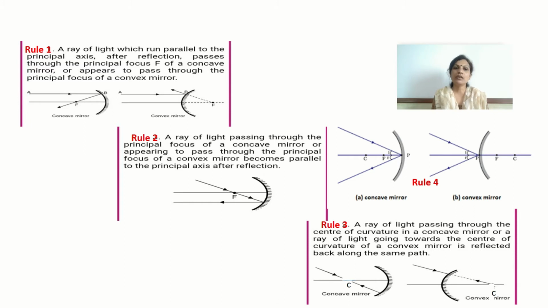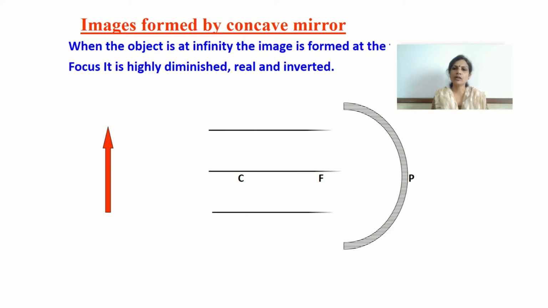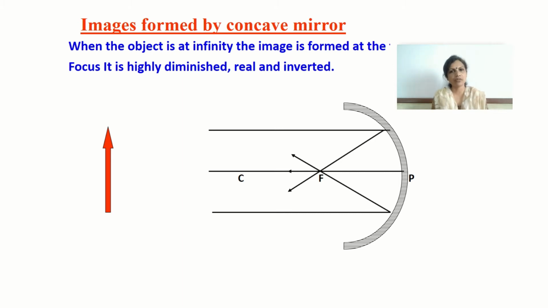Alright, so let's now understand the images formed by concave mirror. We will keep the object at different places and find out what is the location and the nature of the image. So when the object is placed at infinity, the image is formed at focus F. Keep one thing in mind, that when the object is at infinite distance, the rays of the light which is coming from this object appears always parallel to each other, and therefore the image is formed at the focus. The image is real and inverted and it is highly diminished. You can also call that as a point image. Alright.